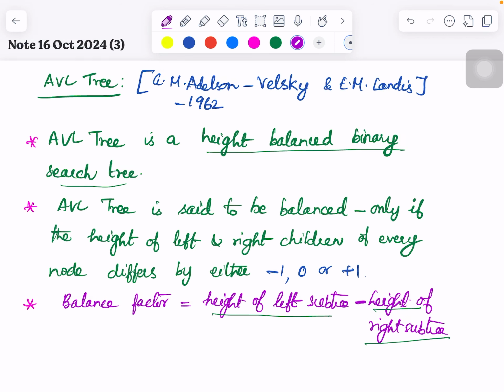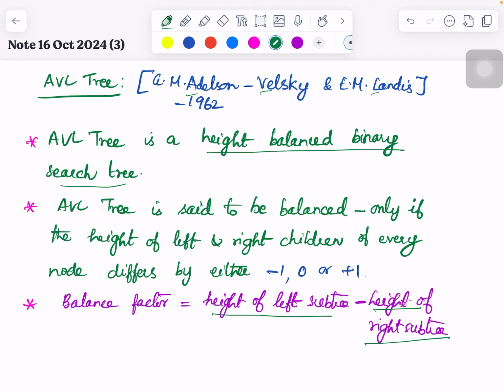In this video, let us see about the AVL trees. AVL tree is a height balanced binary search tree, and it was introduced in the year 1962 by Adelson-Velsky and Landis. The name AVL is given by the first characters of their names, and this AVL tree can be called a balanced binary search tree because it has to satisfy the property of a balancing factor.